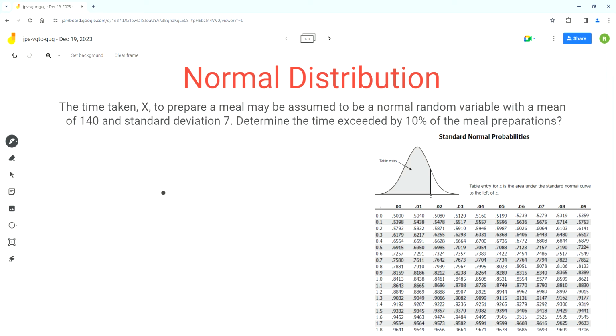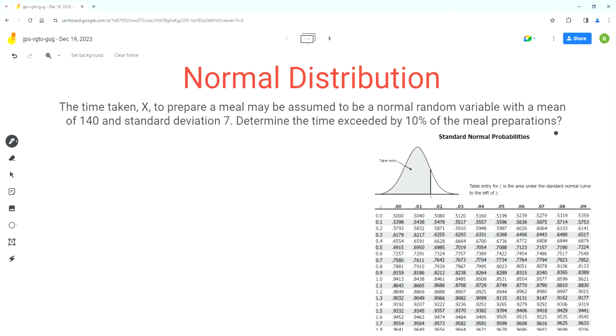So in this video, we'll solve this problem using the concepts of normal distribution. I've put the z-score table on the board because we'll use this to solve this problem. As per the problem, the time taken x to prepare a meal may be assumed to be a normal random variable with a mean of 140 units and standard deviation 7 units, and we have to determine the time exceeded by 10% of the meal preparations.